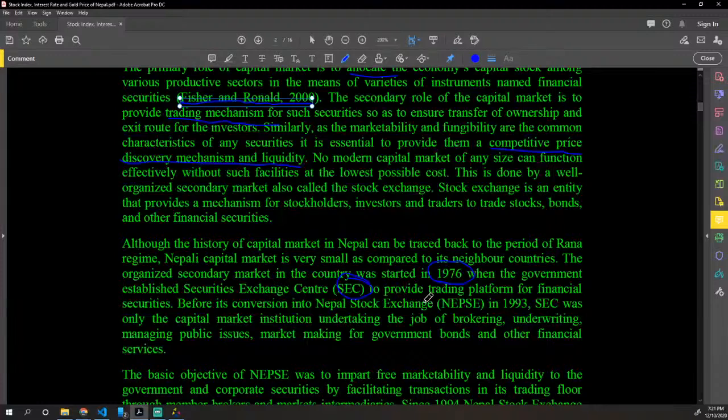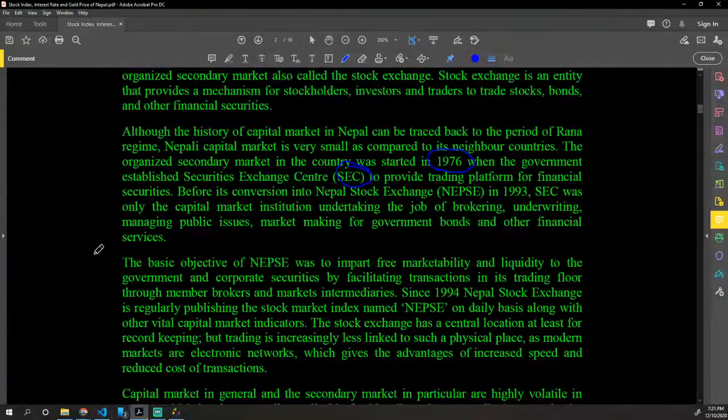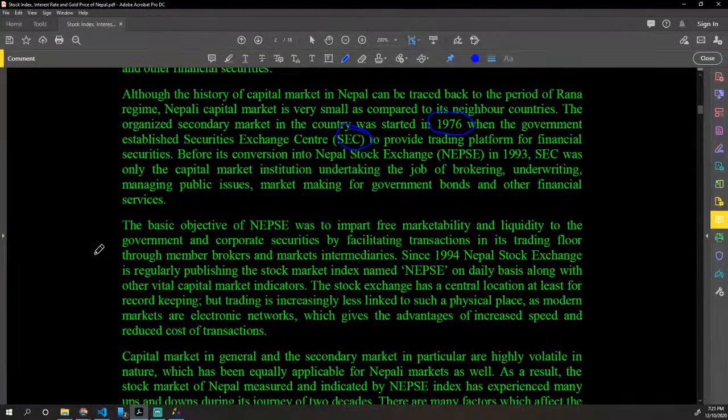And then later on, it was converted to NEPSE in 1993, and SEC was the only capital market institution, which was basically undertaking the job of brokering, underwriting, managing public issues, market making for government bonds and other financial services. The basic objective of NEPSE was to impart free marketability and liquidity to the government and corporate securities by facilitating transactions in its trading floor through member brokers and market intermediaries. Since 1994, NEPSE is regularly publishing the stock market index named NEPSE.